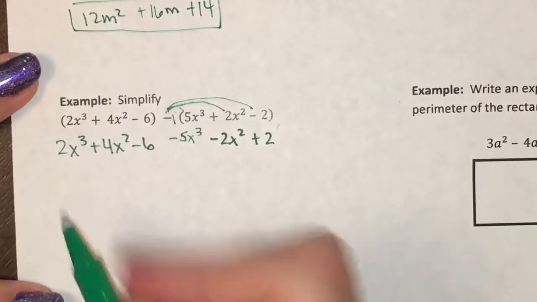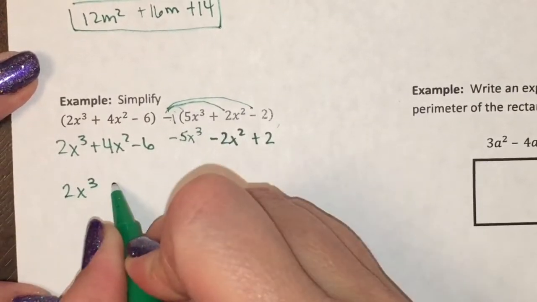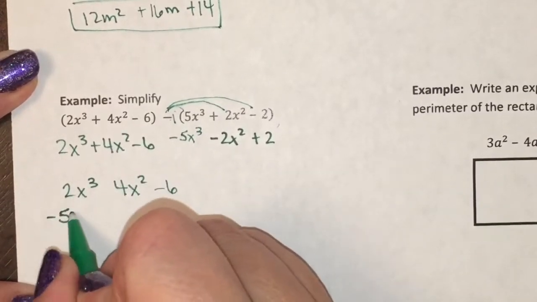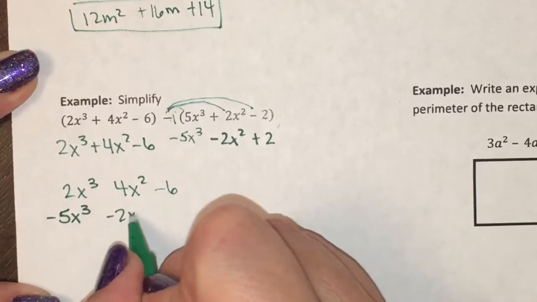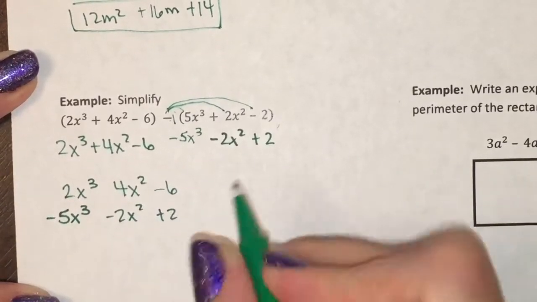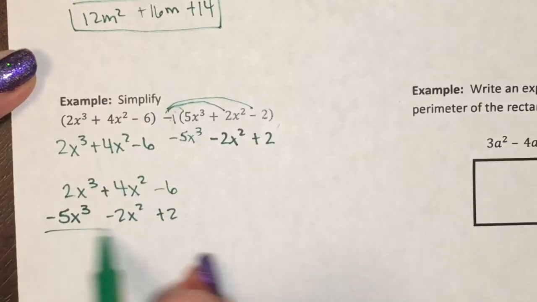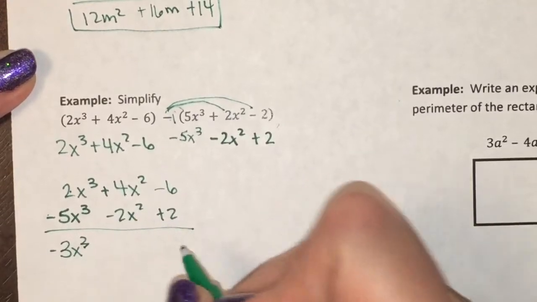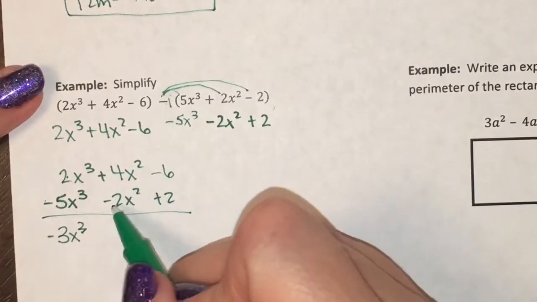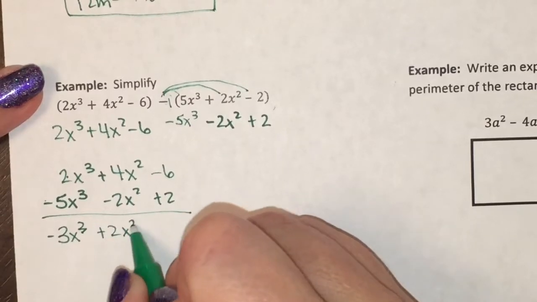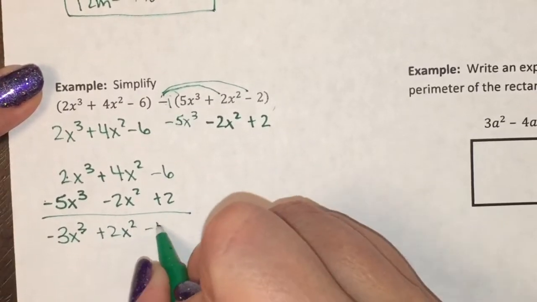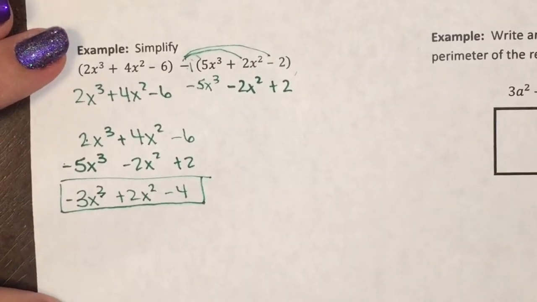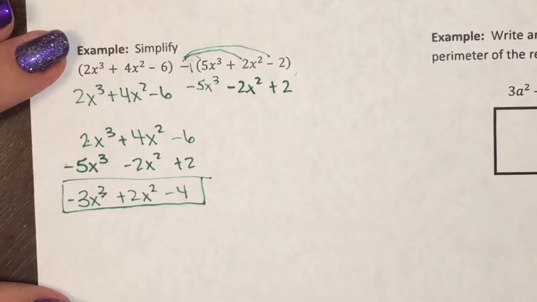So we can now add these two things together and we're good. We're basically just combining like terms. You've got a 2x cubed, a 4x squared, and a -6. And then we're combining a -5x cubed, a -2x squared, and a positive 2. So we're just going to add them together. 2 minus 5 is -3x cubed. Ooh, that's an ugly 3, my bad. We got a positive 4 minus 2 gives me a positive 2x squared, and -6 plus 2 is a -4. So that would be the simplified polynomial. That's that subtraction.